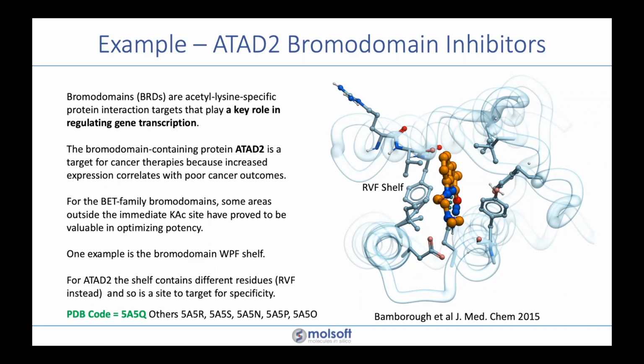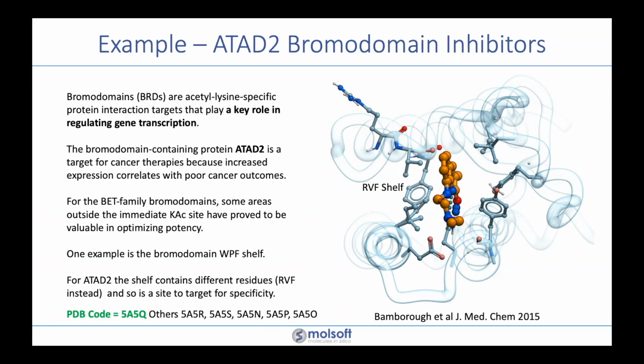There are other bromodomains, for example, BRD4, which are in the BET family of bromodomains, and looking at those structures and other data, it indicates that there are regions around this pocket, away from where the acetyl-lysine binds, that you can use to improve the potency of the ligands and also specificity in the family of bromodomains as well.